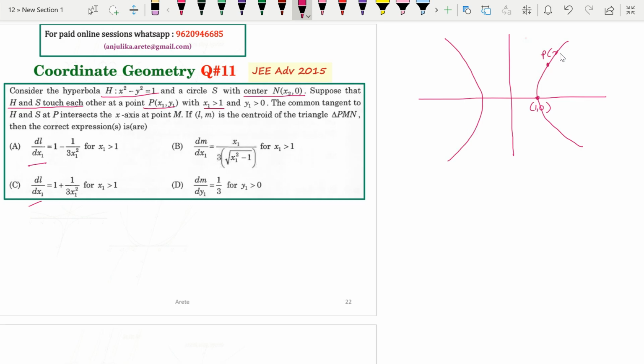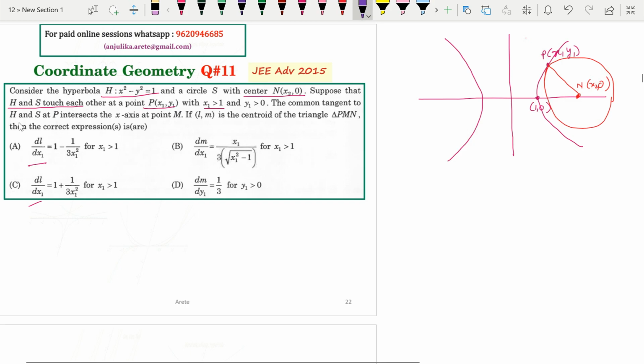The coordinates they have given are (x1, y1). Now H and S touch each other, so the center should be somewhere here for the circle. The center they are saying is (x2, 0). So this is the radius then. And you can complete the circle if you want, something like this. Let's read more.